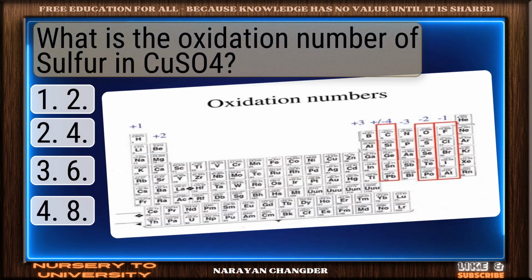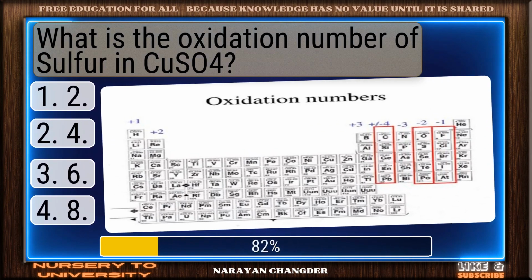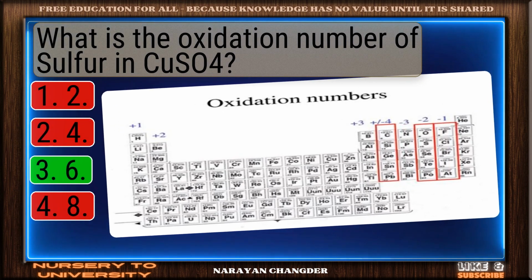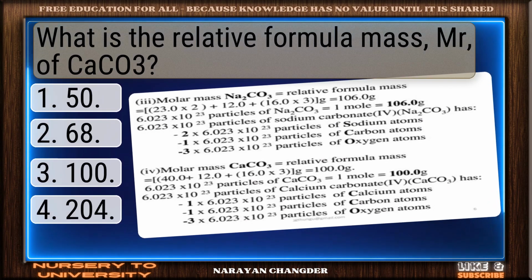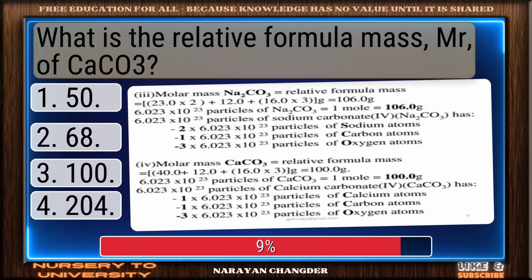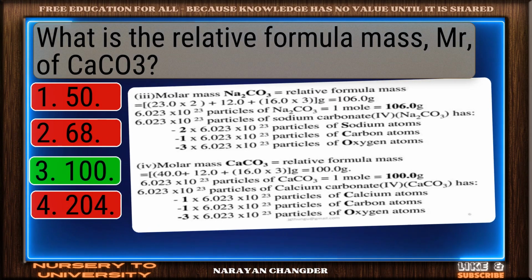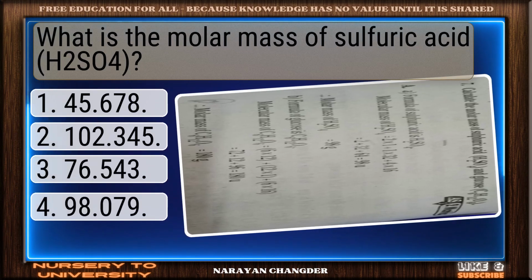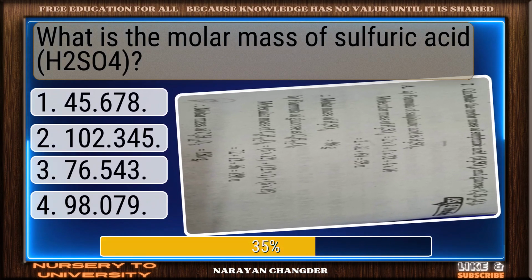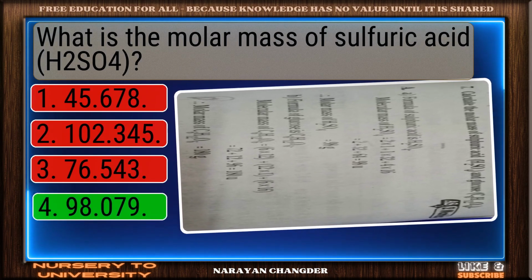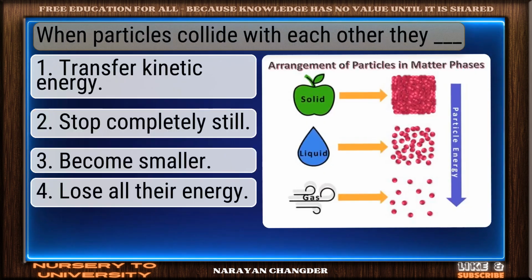What is the oxidation number of sulfur in CuSO4? Clear logic. Your choice 6 is sound and 100% true. What is the relative formula mass? Excellent. 100 is a brilliant choice. What is the molar mass of sulfuric acid? Excellent choice. 98.79 is the right answer.